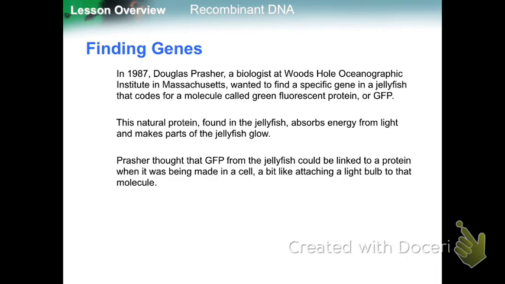In 1987, Douglas Prasher wanted to look at the jellyfish genome to figure out what made jellyfish glow. He called that protein the GFP, green fluorescent protein. It absorbs energy from light in order to cause the jellyfish to glow. He thought that GFP from the jellyfish could be linked to a protein when it was being made in a cell, like attaching a light bulb to that molecule.